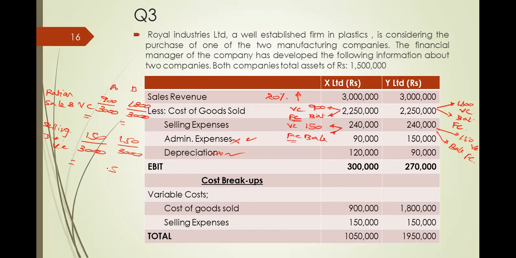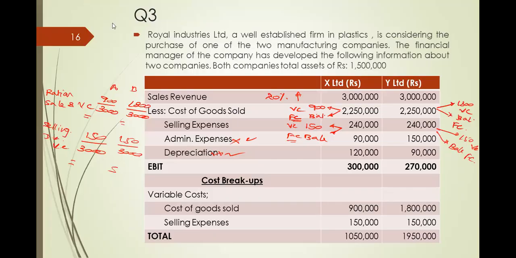Okay, calculate those. Calculate those, then you can identify. It's easy for you. Okay, hope you have calculated. Then based on that, let's move to prepare our operating statement for X limited and Y limited.